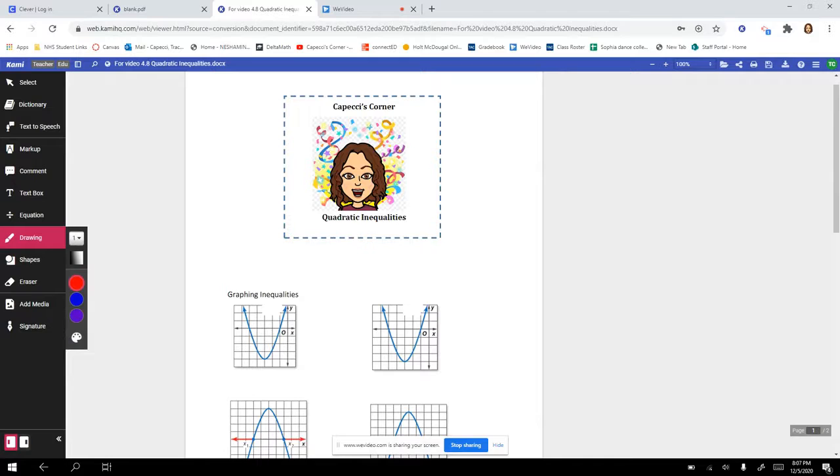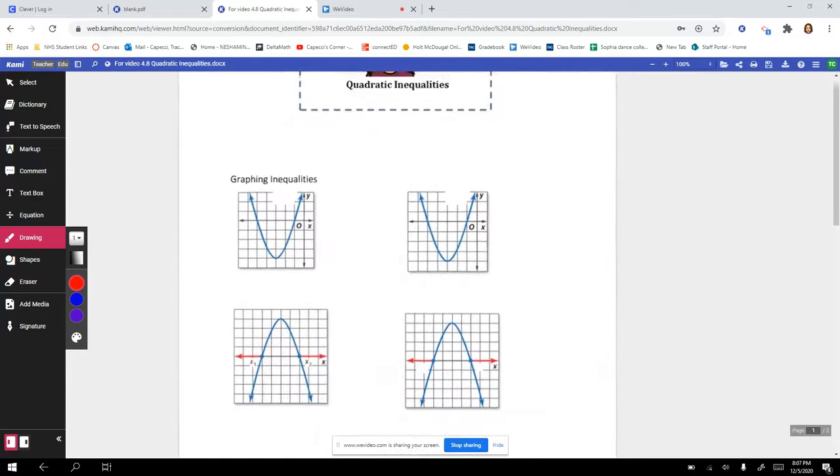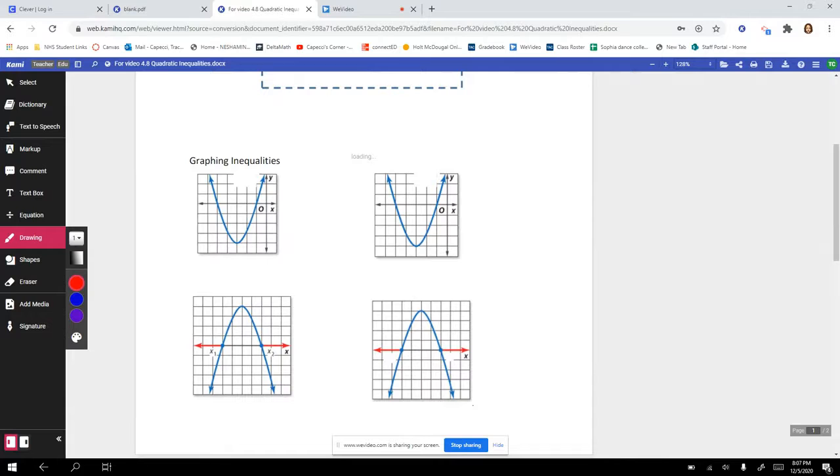Today on Perpetua's Corner, we have a quick lesson on quadratic inequalities. So remember, a quadratic equation is one that has x to the second power, and the graph of that is a parabola. They can open up or down.